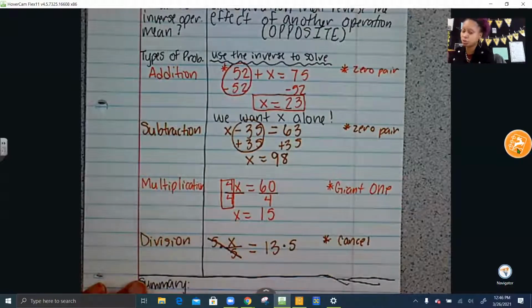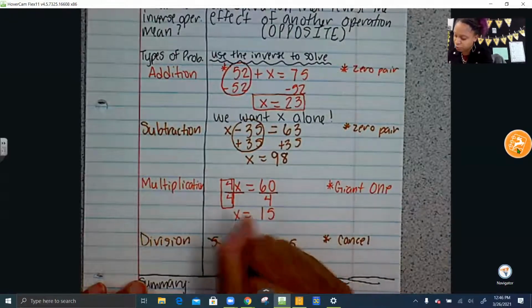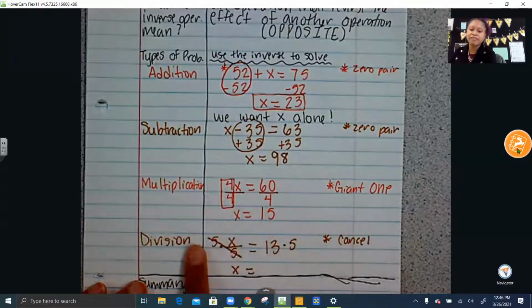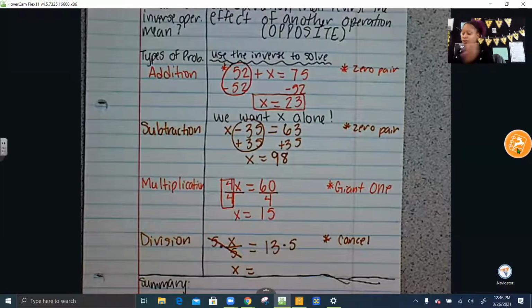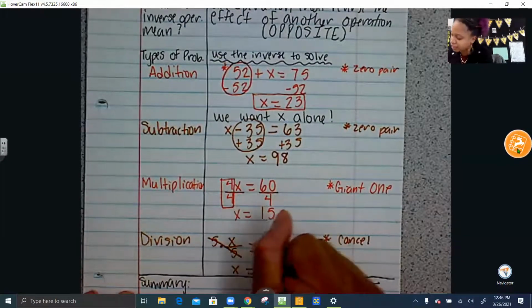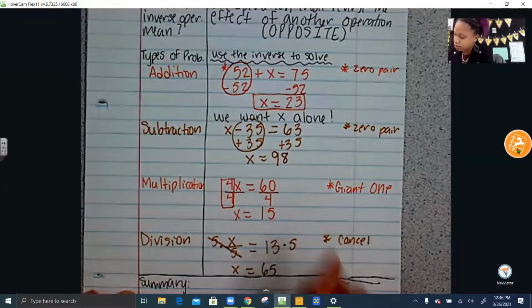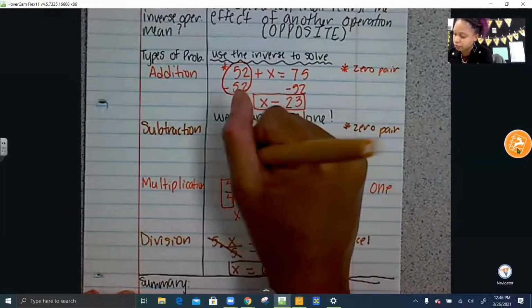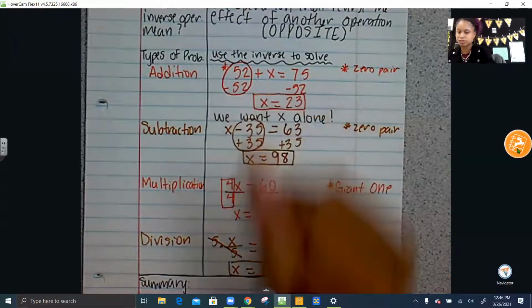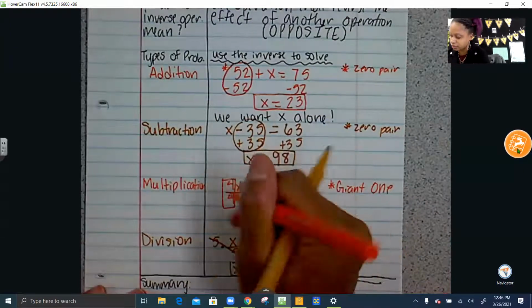5 divided by 5 is just 1, so then you're left with x equals, and then if you multiply by 5 on that side, you also have to multiply 5 on the other side to keep it balanced and equal. 13 times 5 is 65. So then our final answer is 65. Sorry, I haven't been putting squares around my final answers. So these are all your final answers.